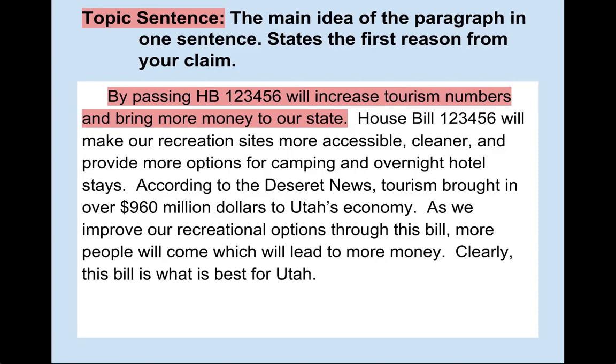If you'll notice, in my topic sentence, I bring that up again from my claim. My topic sentence for my first paragraph: by passing HB 123456, we will increase tourism numbers and bring more money to our state. Now that I've said my topic sentence and it matches my claim, I'm ready to move on to the evidence.